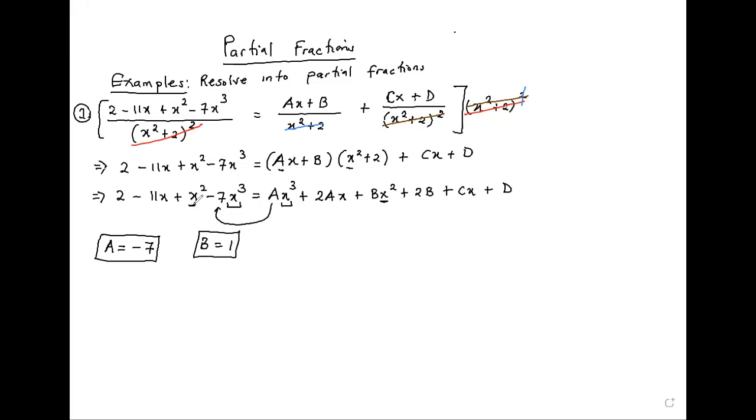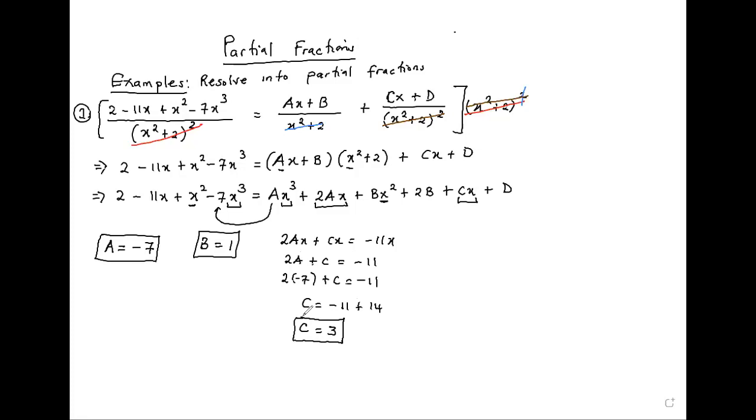The coefficient of x: cx plus 2ax. So 2ax plus cx should be equal to -11x, meaning that 2a plus c should be equal to -11. But a is -7, so -14 plus c is equal to -11. So we have c is -11 plus 14. So c is equal to 3. Yes.